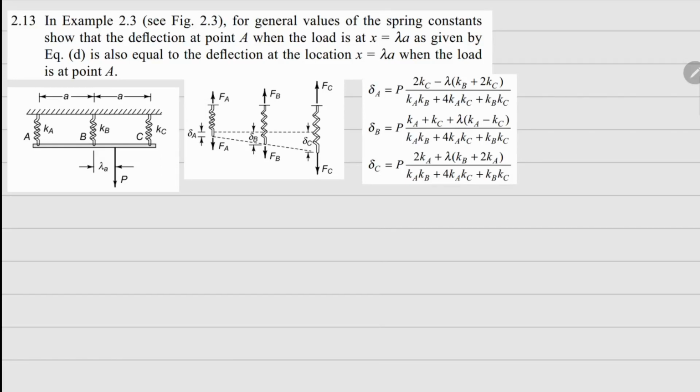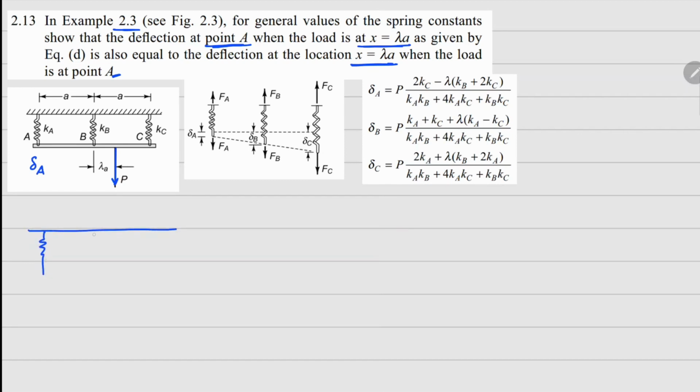This one is 2.13. Here we have to look at example 2.3, and in here we have to show that for general values of spring constant, the deflection at point A when load is applied at x equals delta A is the same as the deflection at x equals delta A when the load is at point A. So basically in the first case we are applying load here and checking for delta here, and in the second problem we are switching the role of these two.